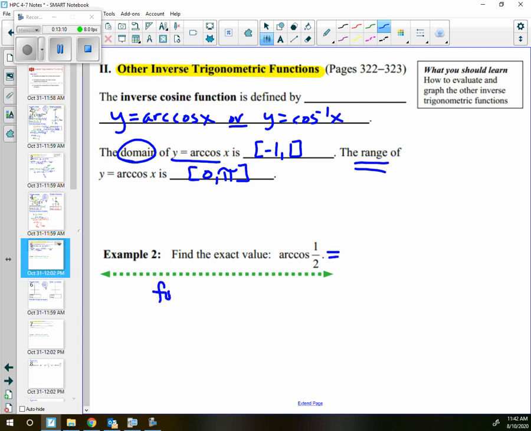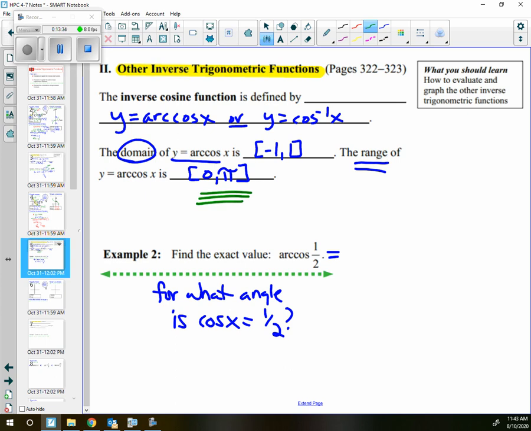All right, so what do they mean when they say arc cosine of a half? That means, for what angle is cosine of x equal to a half? When does that happen? Well, the answer is there's infinitely many. There's lots of places where cosine is a half. But to make this a function, I don't want infinitely many. I want one. I want the one angle in 0 to pi where cosine would be a half.